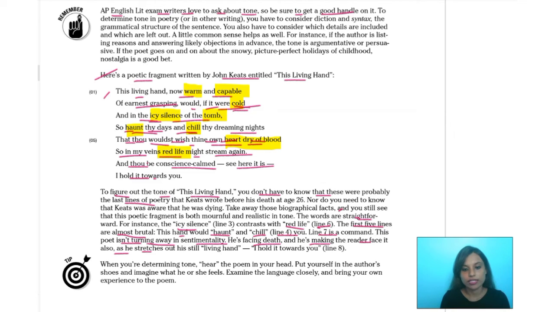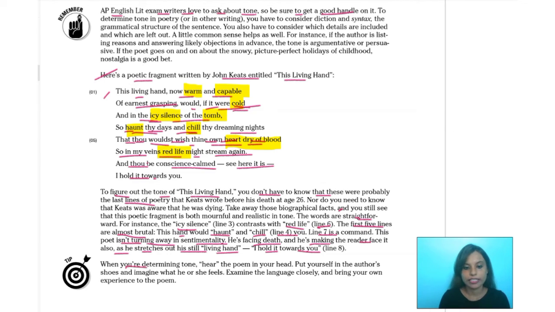As he stretches out his still living hand, I hold it towards you. So it gives us a chill while reading it. So this person who is obviously at the end of his life, going over to death, is holding out his hand and talking to us and telling us that I'm at the end of my life. I hold my hand towards you. Like he is under the capture of death, and he also wants us to be in the capture of death. So that's quite chilling, you see.